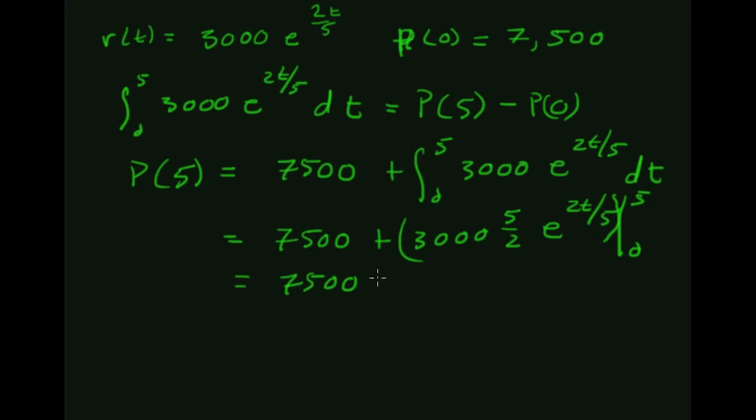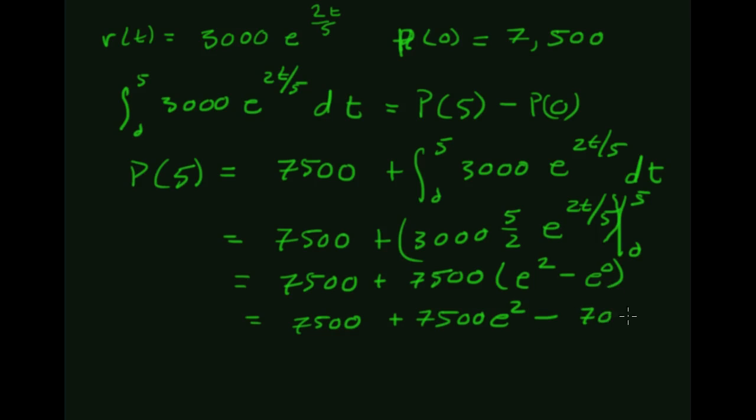This is 7,500. I keep saying 75,000. That's 7,500. This is also going to be 7,500. And then we're going to have e to the second minus e to the 0. All right, so that's 7,500 plus 7,500 e squared. E to the 0 is 1, so that's going to be minus 7,500. And lo and behold, those fall out, giving me 7,500 e squared, which is C. So there you go. Let's look at problem number 2.